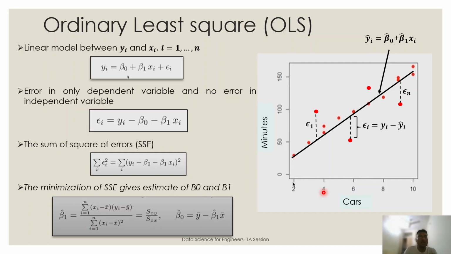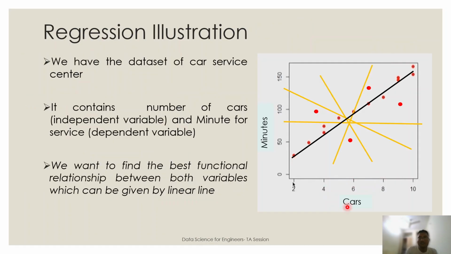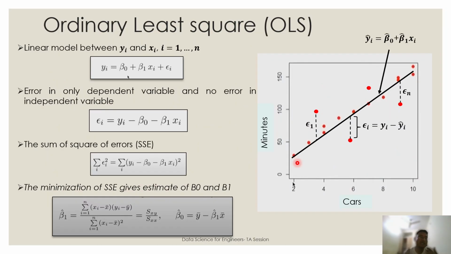Okay, so whenever you run all these things in RStudio, it will give you the direct answer. The intercept, the c value, and the slope, called the m value. So it will give you the beta 0 and beta 1 values, the intercept and the slope, as a direct answer. But we will see how the direct answer comes. Okay. So this is the linear model between y and x. Y is our minutes and x is our number of cars. So I have n such samples.